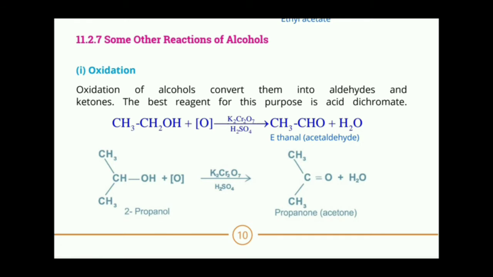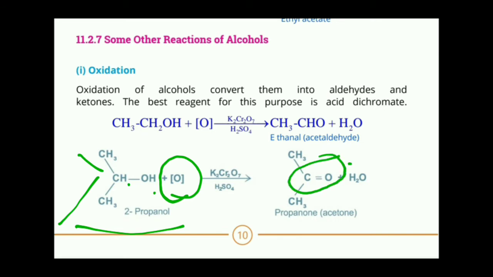In second reaction, as you can see, it is secondary alcohol. Secondary alcohol is the one in which hydroxyl group is attached to the carbon but is further attached to two other carbons. So secondary alcohols के case में क्या होगा? The hydroxyl group will be oxidized to form ketone. तो यहाँ पे जो कीटोन बनी है, it is known as acetone or propanone. Again, the reagent is same, acid dichromate.